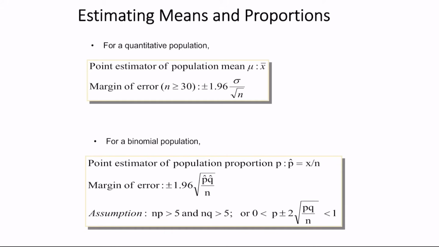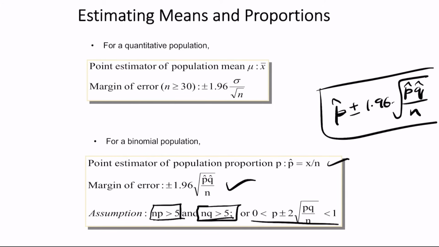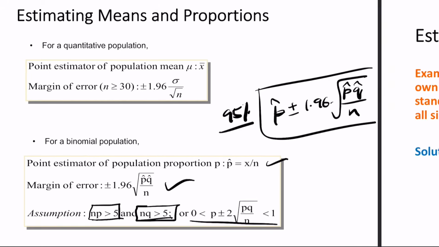So for a binomial distribution is where we will have to be a little bit careful. The assumption here is that either NP should be greater than 5 and NQ should be greater than 5, or this condition should be applied. So if it satisfies any one of the conditions, we can use the above formulas. So for the margin of error here, we have P cap plus or minus 1.96 times under root P cap Q cap by N. So this is the formula for the 95% confidence interval for a population proportion.